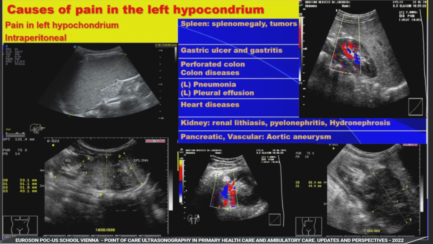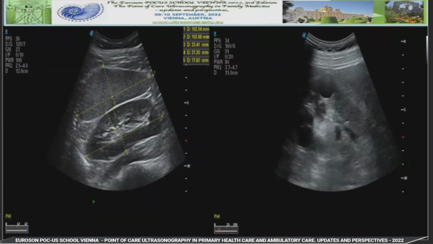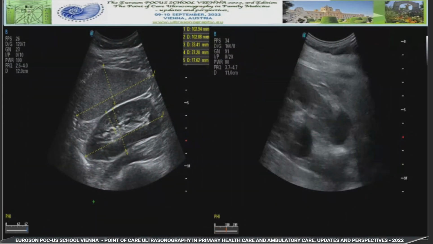If you have pain in the left hypochondrium, you think about the spleen, splenomegaly, tumors, gastric ulcers or gastritis, perforated colon, colon disease, pneumonia, pleural disease, heart diseases, and also the left kidney: stones, pyelonephritis, hydronephrosis, pancreatic disease, or vascular disease or aortic aneurysm to look for in your patient. This is the normal spleen, this is the normal kidney.